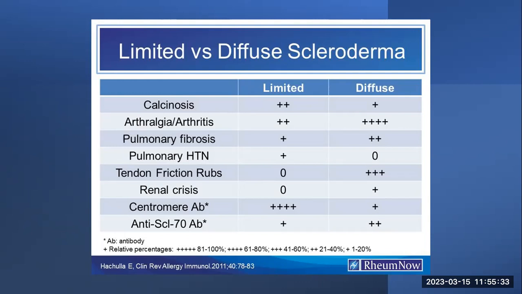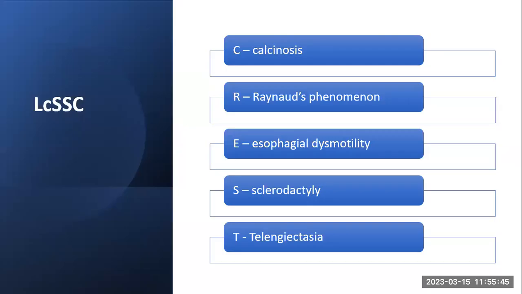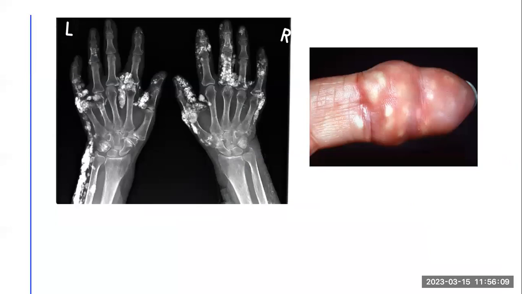And then moving on to the antibody types, anticentromere antibodies are commonly seen in limited, whereas anti-Scl-70 antibodies are commonly present in the diffuse type. Previously the limited one was called CREST syndrome, but now we don't usually use that term, but it is easy to remember for MCQ purposes. So CREST is C for calcinosis, R for Raynaud's, E for esophageal dysmotility, S for sclerodactyly, and T for telangiectasia. So you can see the calcinosis cutis, and then extensive calcification in subcutaneous tissues on these X-rays.